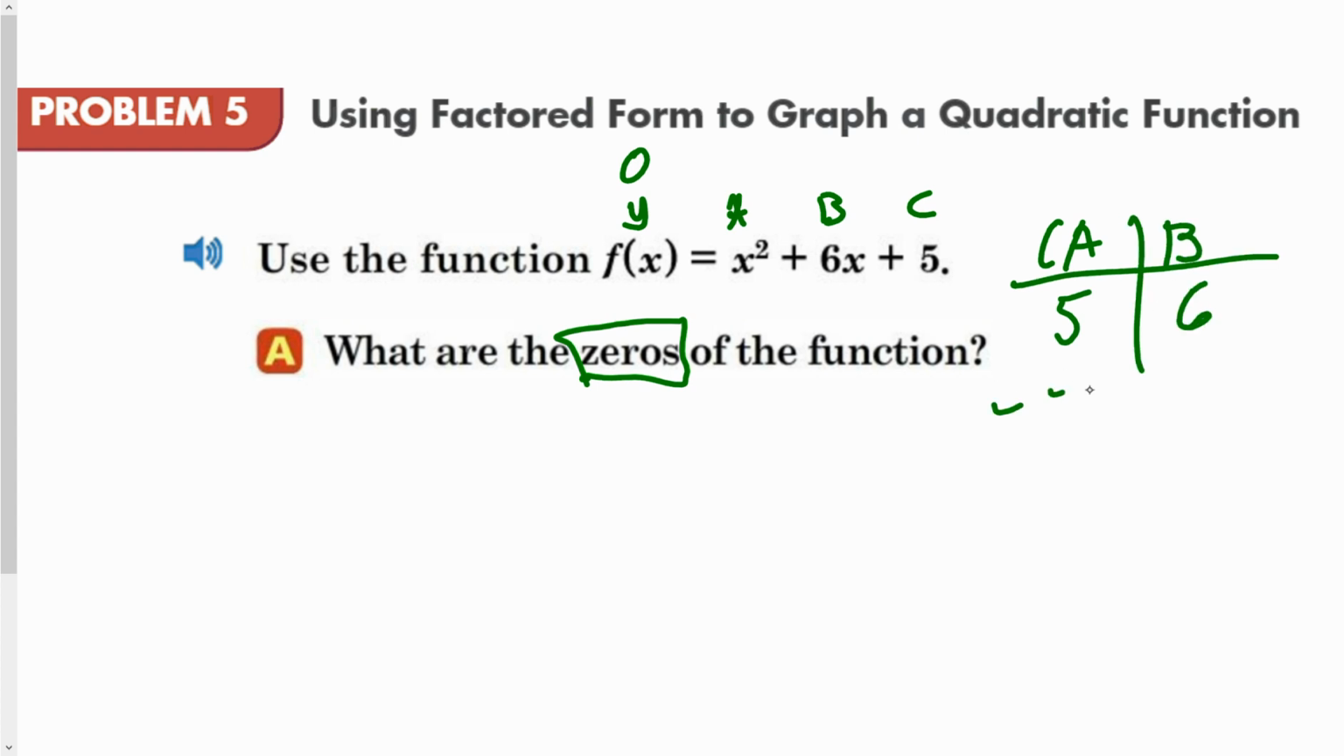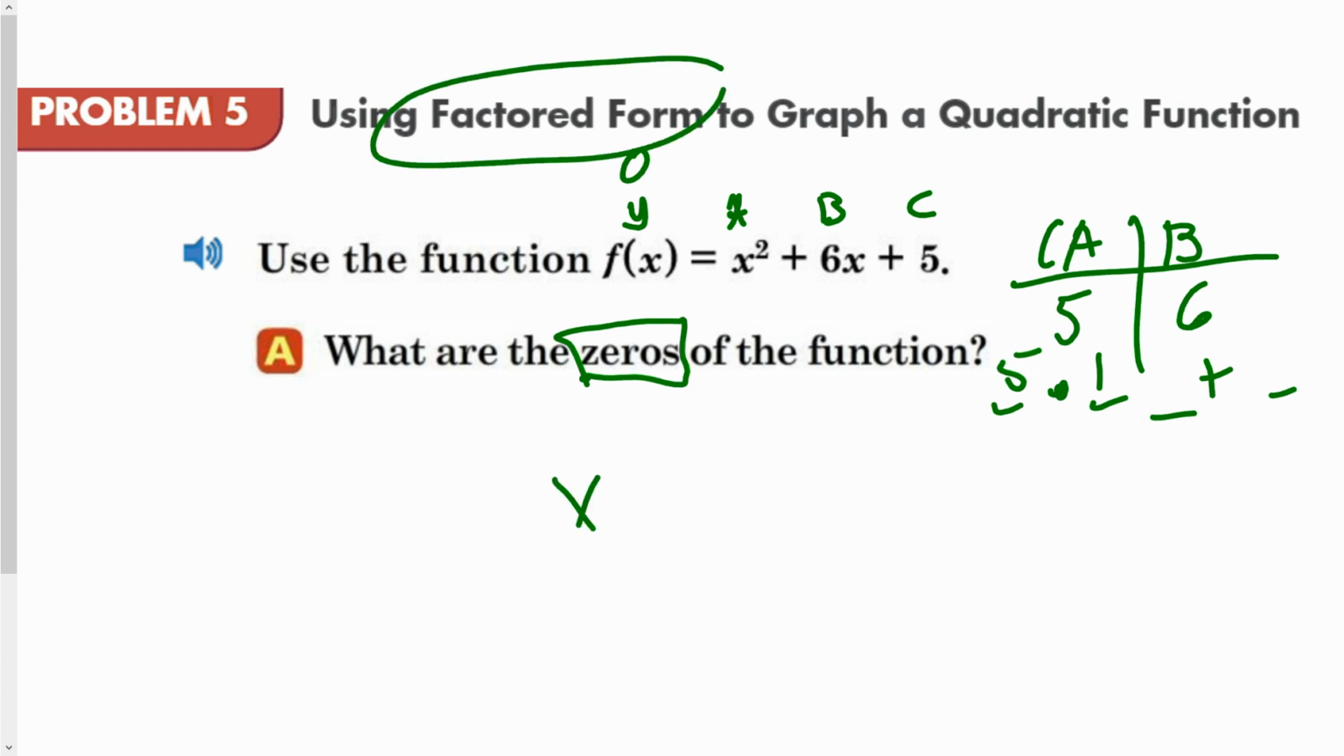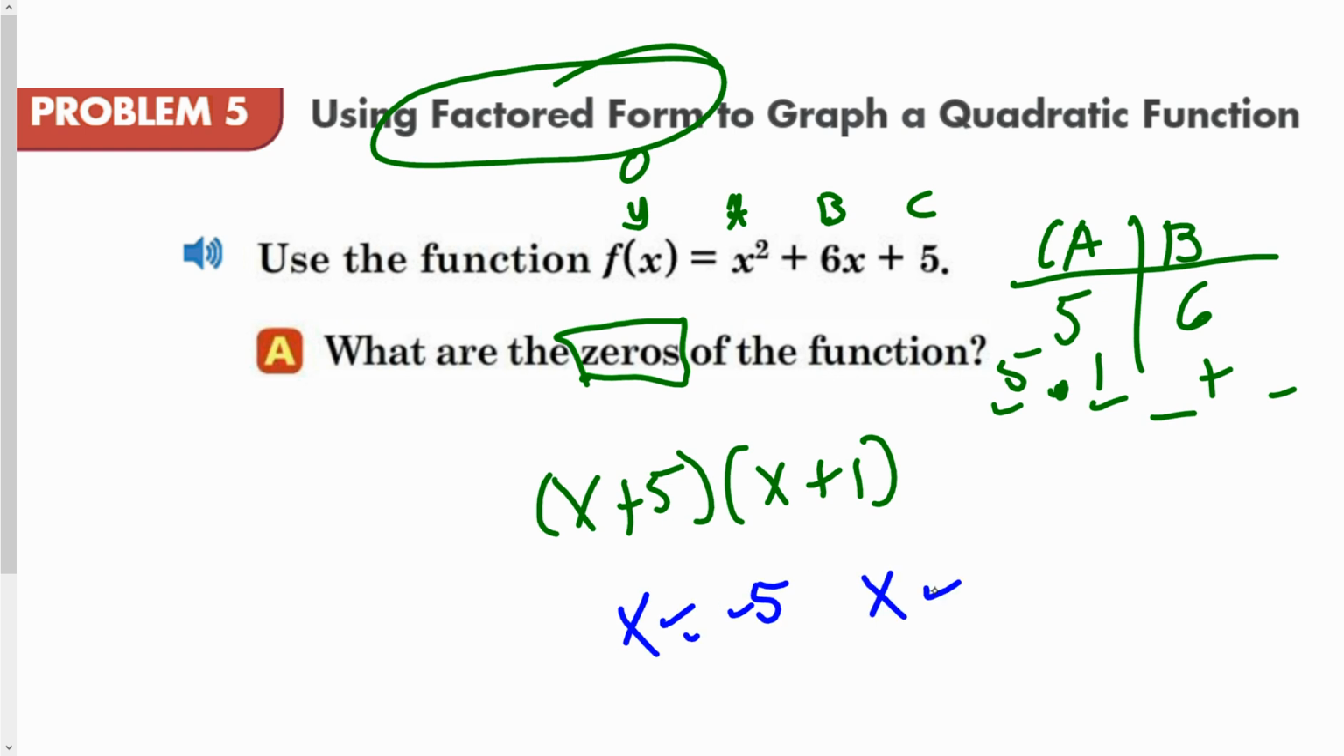And we say what times what is 5. Because that's positive, we're going to add to 6. So that's 5 and 1. Here we don't need to divide by our a because our a is 1. So now we can just take the opposites. So we can write factored form, which is x plus 5 and x plus 1, sorry. And now the answers would be x equals negative 5, the opposites, and x equals negative 1.